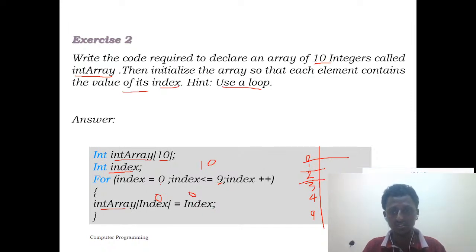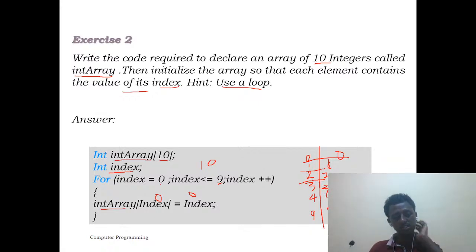So what is the value for the first? 0. From this 1. From this 2. Because index plus plus. 3, 4, 5. Looks like this. So this is the solution. How it works or how it looks like.